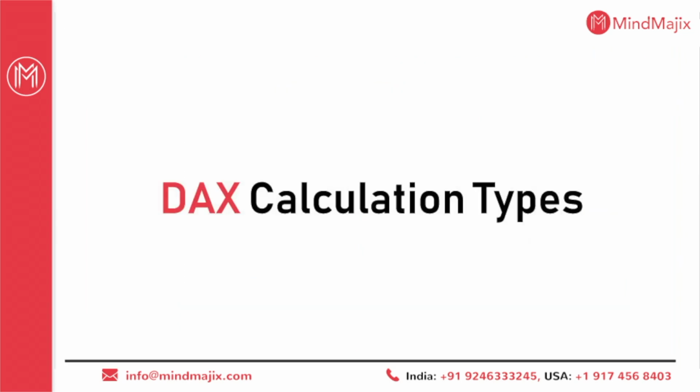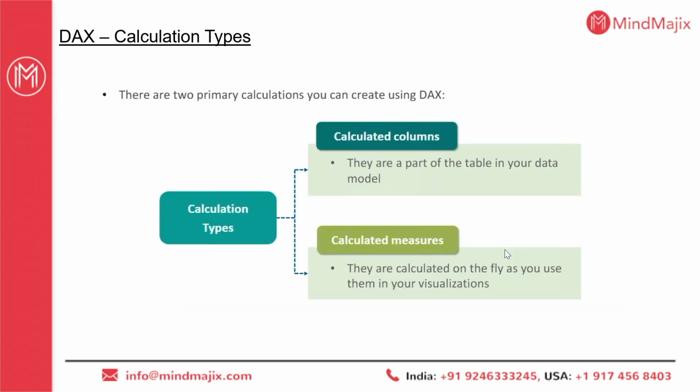What are the DAX types? There are two types of DAX formulas: a calculated column and a calculated measure. What is a calculated column? A calculated column is a part of the table in your data set. If you want to add something to that table, you will use calculated columns. And anything which is done on the fly, or used on the visualization, is a measure. For example, you want to check the count of the stores, which does not exist in your data sets, in these files.